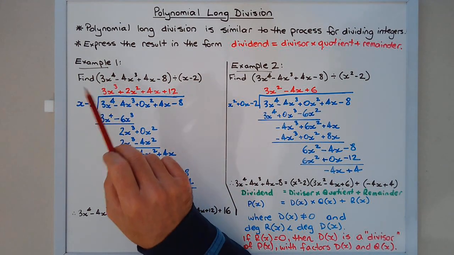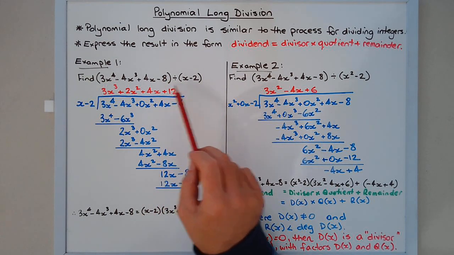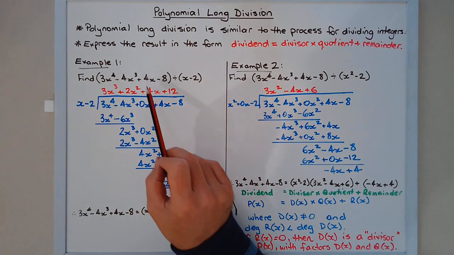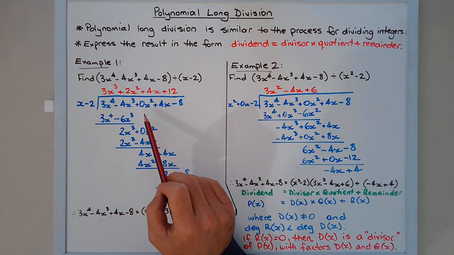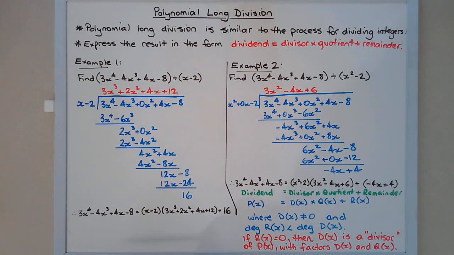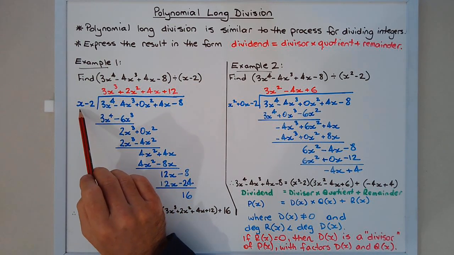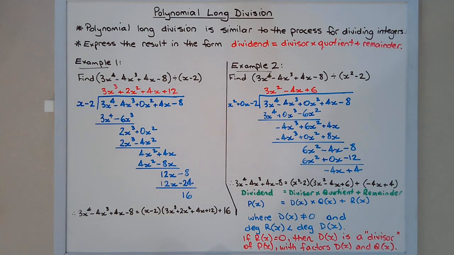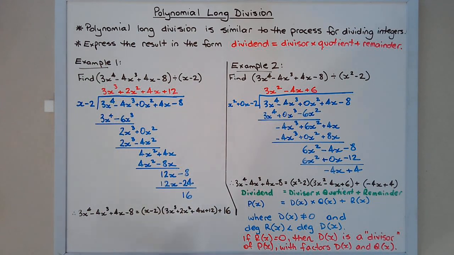Example 1. Find (3x^4 - 4x^3 + 4x - 8) divided by (x - 2). Now what you'll notice is that there's no x squared term in the dividend. So we need to include it but with a coefficient of 0. This will help the long division process. So let's begin. We start off by taking the leading term of the divisor and we divide it into the leading term of the dividend. So x into 3x^4 goes 3x cubed times.